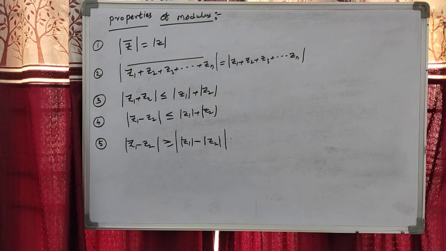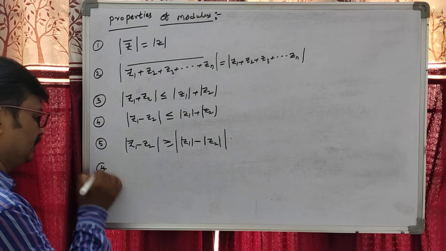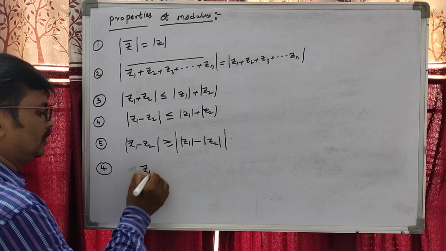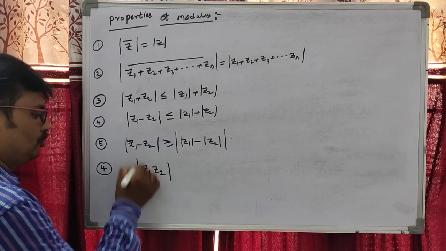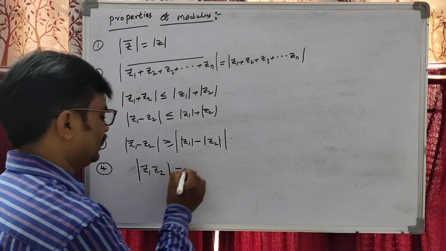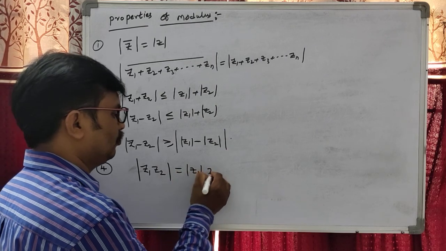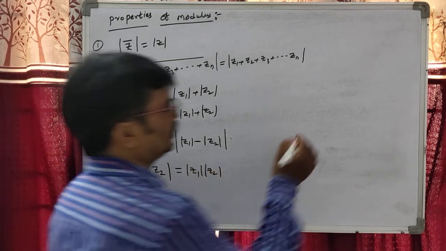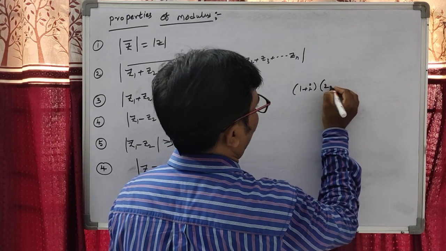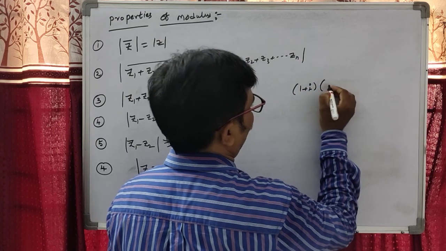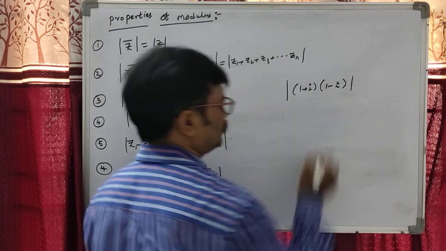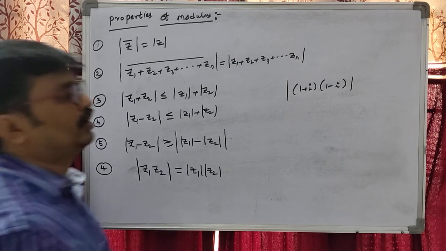Okay, students, the fourth property is the easiest property. When the product of any two complex numbers z1 into z2 is there, then directly you can write mod z1 into mod z2. Suppose we have 1 plus i, for example, and 1 minus i, dear students. So we know that multiplication is, what is it, students, multiplication?